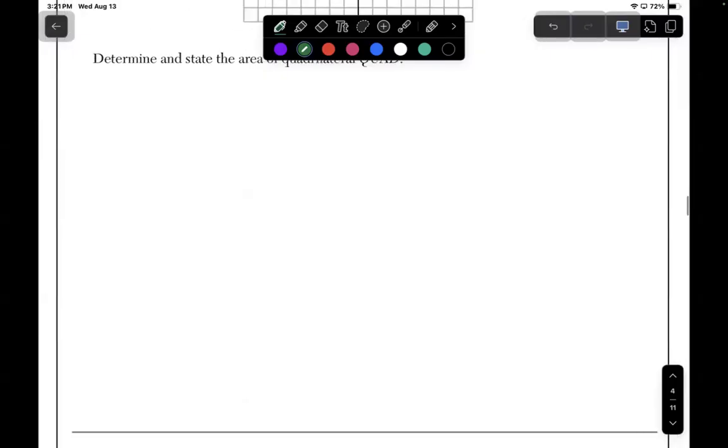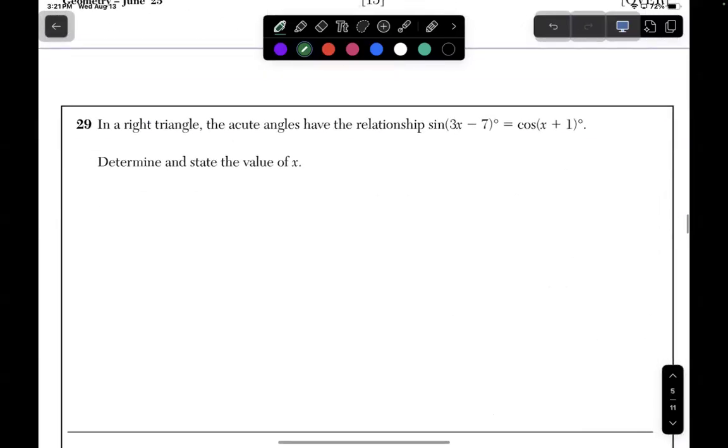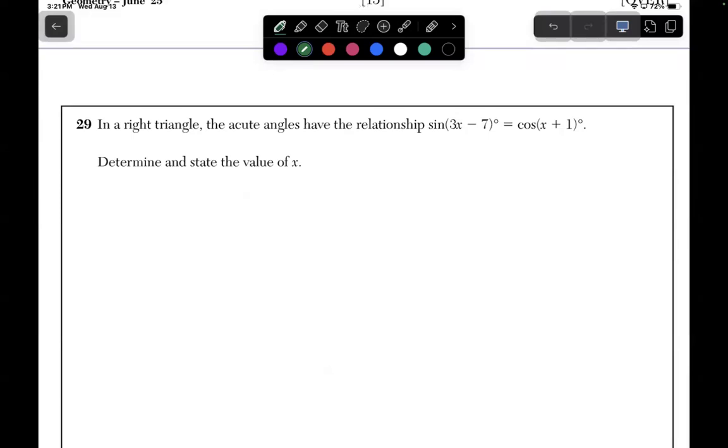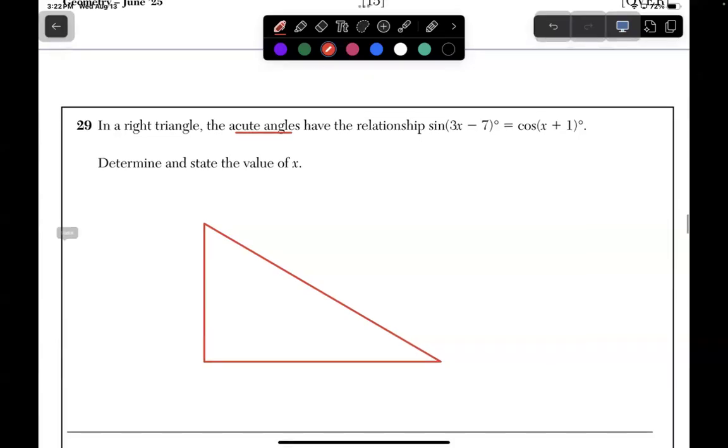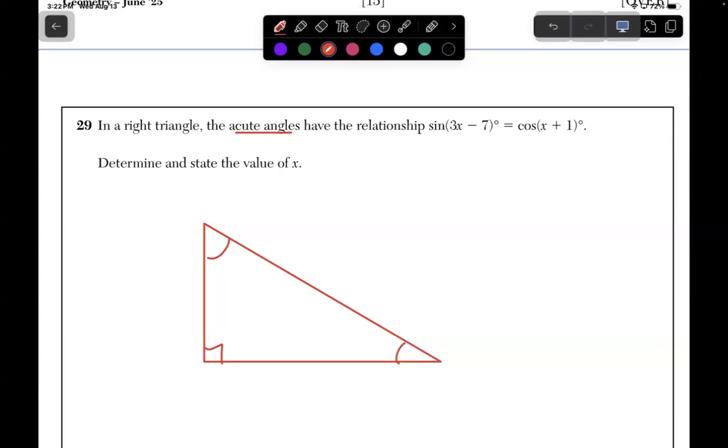All right. Again, this one I thought was fairly straightforward as long as you remembered the fun fact about right triangles. So if you have a right triangle, the acute angles have the relationship of sine of 3x minus 7 equals the cosine of x plus 1. So what do we know about the acute angles, which are these angles here? They're less than 90. They're so acute, they're so small. They actually have to add up to 90 degrees.